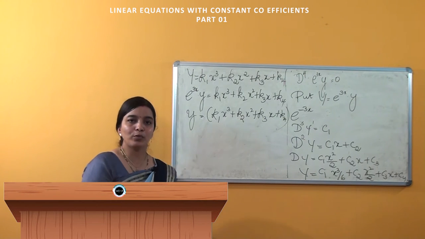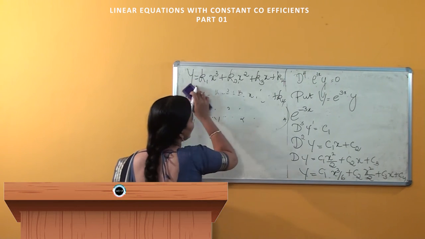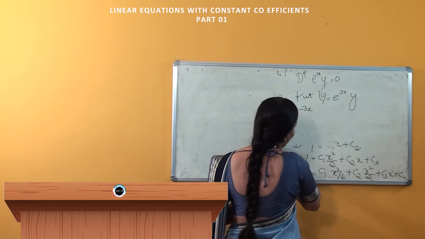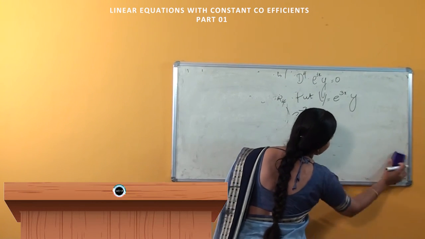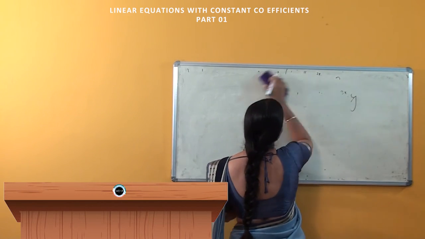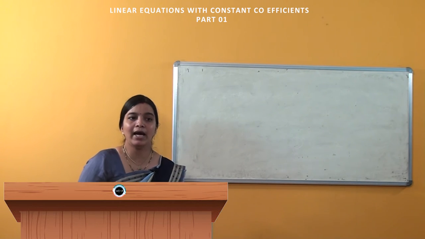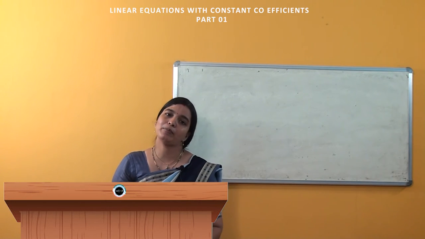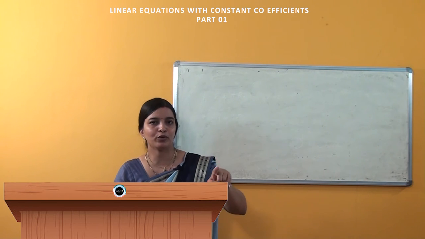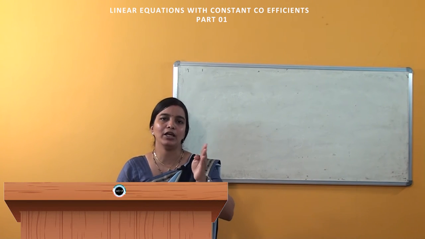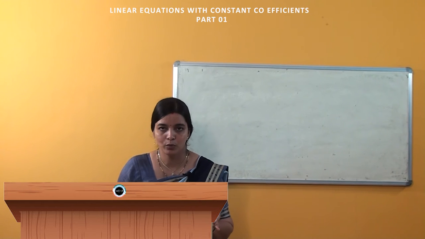So these are the two properties of the differential operators. The first one is, if e^(ax) f(D) is there, then you can write e^(ax) f(a). And the second property is, if e^(ax) f(D) y is there, then you can replace it as f(D - a) e^(ax) y.